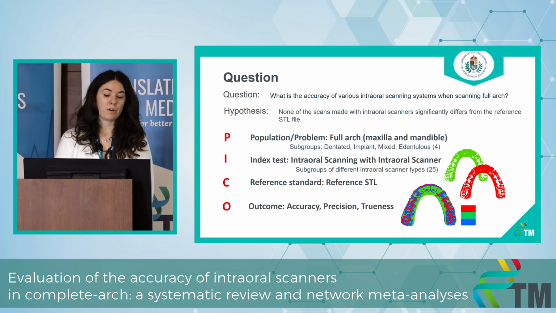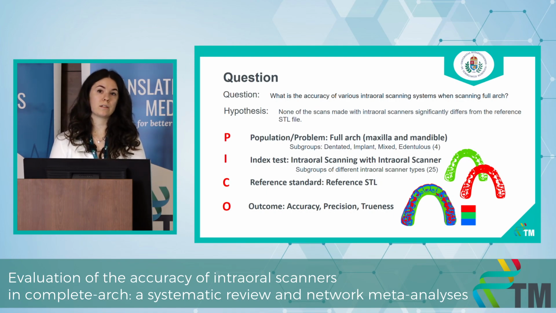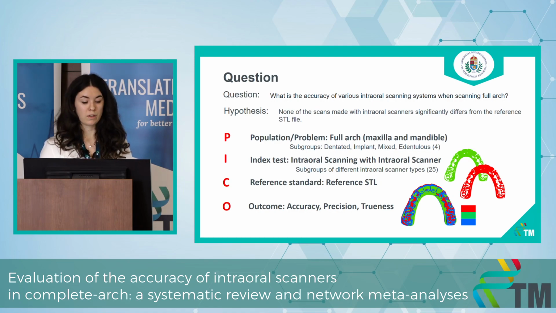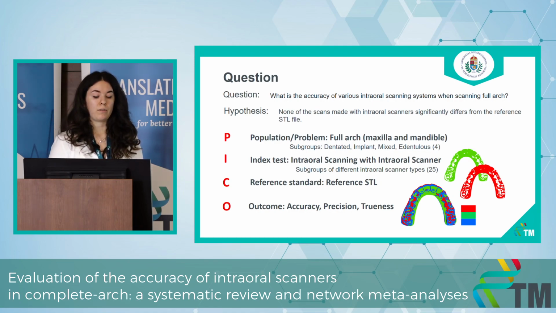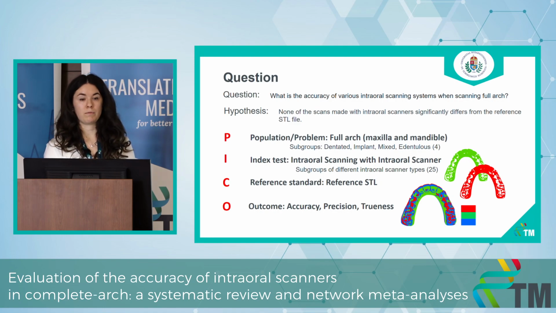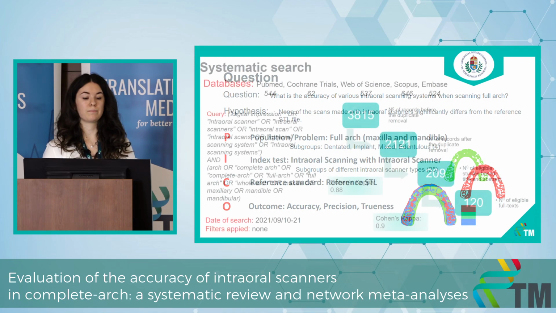In the population part, we have full arches in 4 subgroups, and I am going to talk about this later. And as index test, we have an amazing number of 25 intraoral scanners involved in this study. For reference STL files, we have industrial and laboratory scanners. And in the outcome part, we measure the accuracy, which is precision and trueness of intraoral scanners.